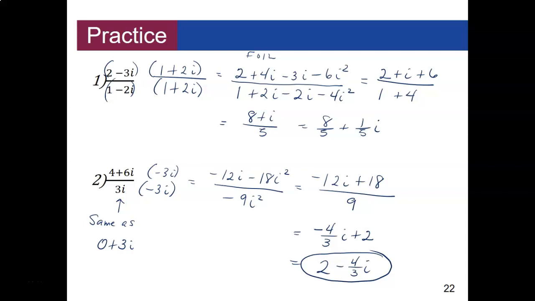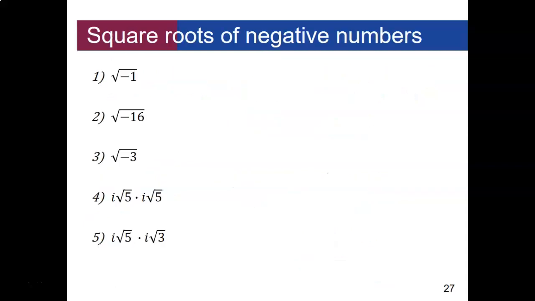Okay, these are the answers that you should have gotten. The conjugate on this one will be 1 plus 2i. Again, opposite signs of what you start with in the denominator. Multiply the numerator and the denominator by the same thing. And FOIL that out, replace your i squareds with -1s, and you should get this as your answer. On this one, the conjugate of 3i would be -3i, and you'd multiply the numerator and denominator by that and replace the i squareds, and you get 2 minus 4 thirds i.